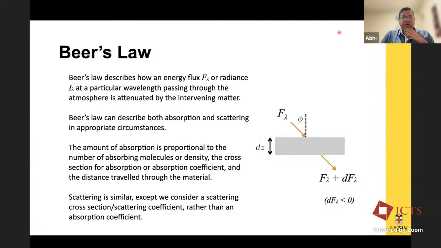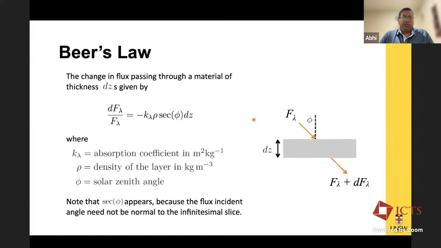Going to Beer's law. Beer's law basically describes how an energy flux or radiance at a particular wavelength passes through an atmosphere and how it gets attenuated. So you have this incident light coming in, you have, let's say, a slab of a layer in the atmosphere, and then whatever passes out, and obviously it interacts at some angle, it could be a zenith angle. After transmission, whatever is transmitted is basically dependent on the absorption and scattering that occurs in the layer. This absorption can be proportional to the absorbing molecule density. If I go into the details, you could see that the change in the intensity can be associated with the absorption coefficient, the density of the layer, and the solar zenith angle. That would define the rate of change in the intensity.